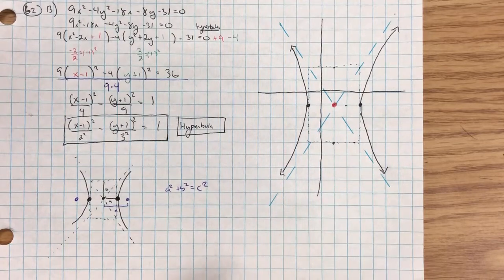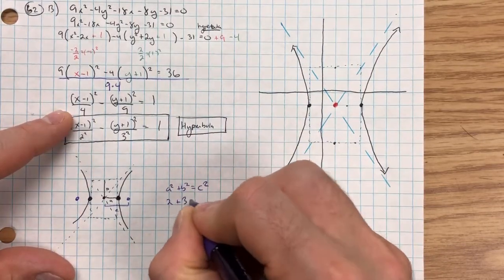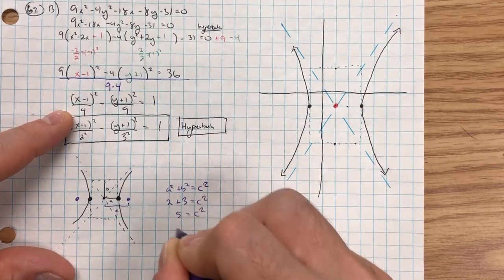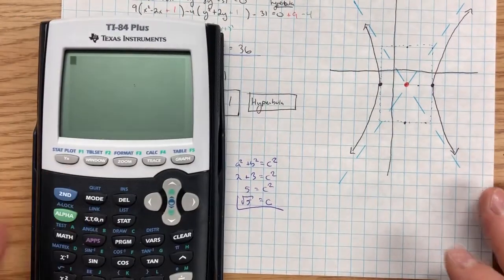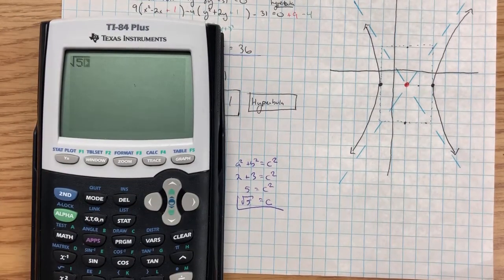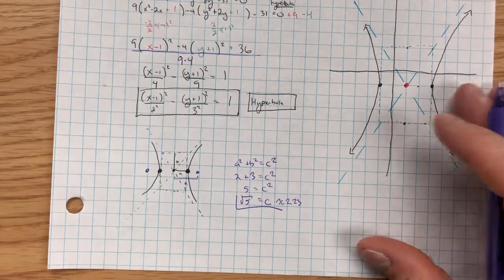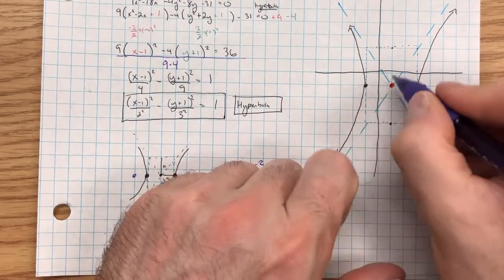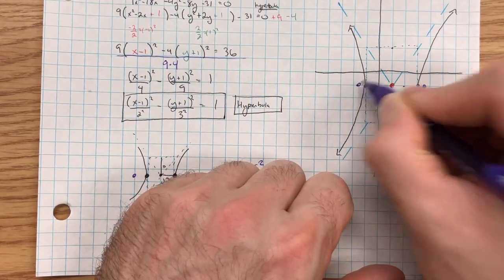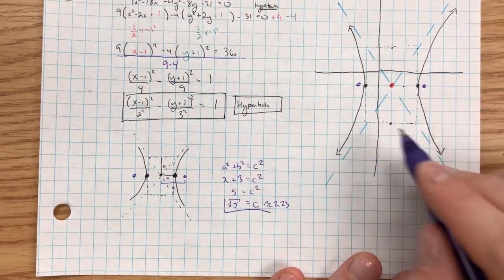So I want to get these foci a little more exact than the last ones. So I'm going to say a squared plus b squared, that is 2 squared plus 3 squared, which is c squared. 5, or root 5, is our c. Let's figure out what root 5 is. Let's say root 5 is roughly 2.23, so roughly 2.2. So I know that at a distance of 2.2, my focus is really close. Okay? So we've got our entire graph set up.